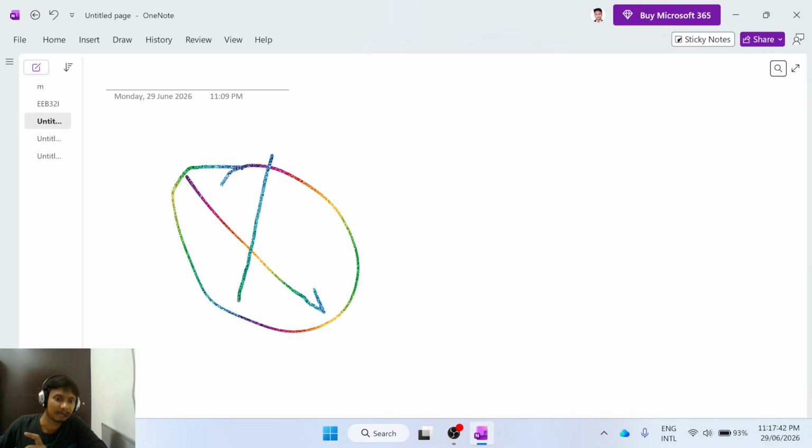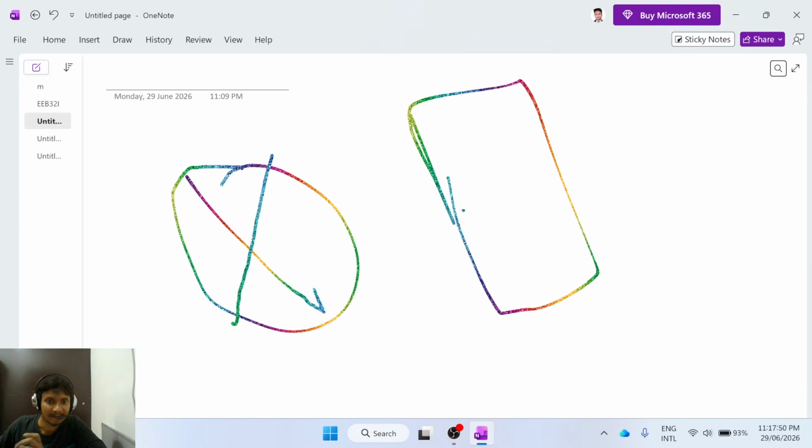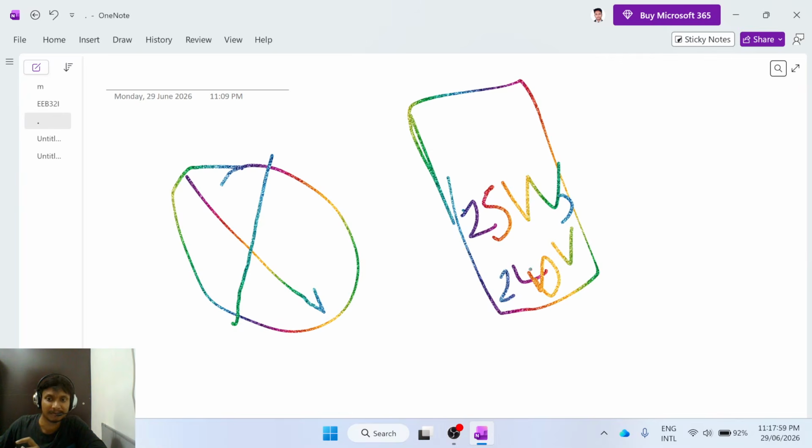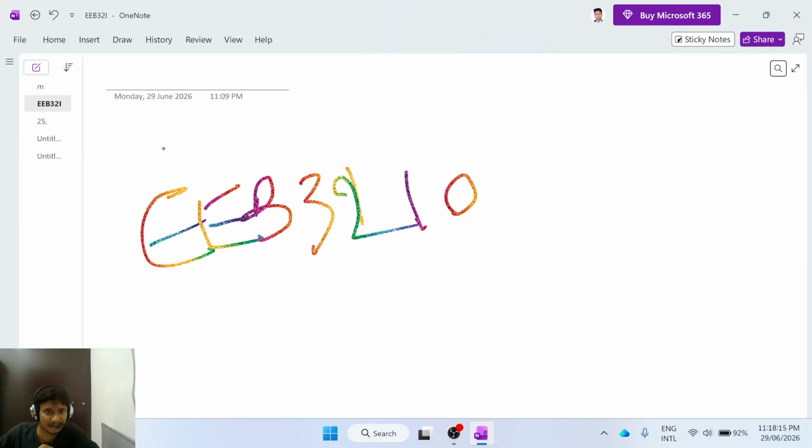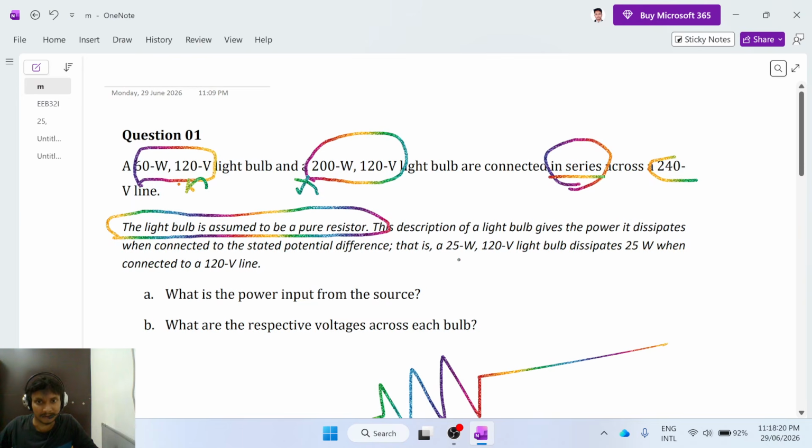In real life, you may see in the books of the bulb, for example, 25 watt, 240 volt. If you see the description of the bulb, 25 watt, 240 volt bulb, what is the meaning of this? That is the explanation of our statement.